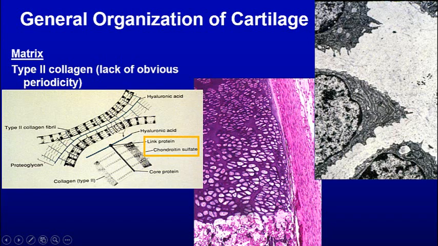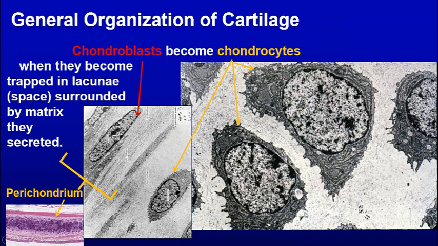So here we see some chondrocytes that are trapped in their lacunae. Perichondrium, this would be periosteum next to the bone. So here we can see the perichondrium, which is a pink thing that we see in here.